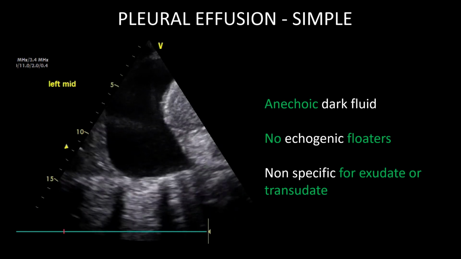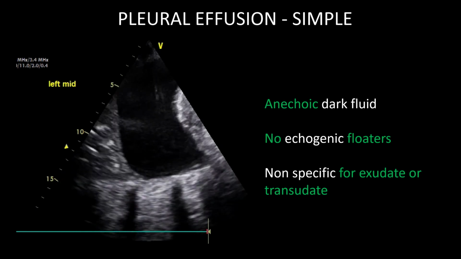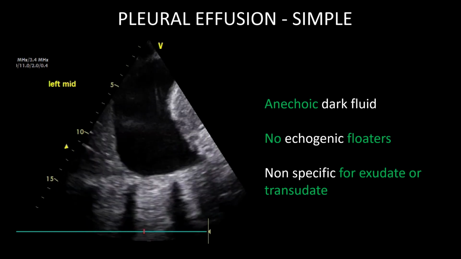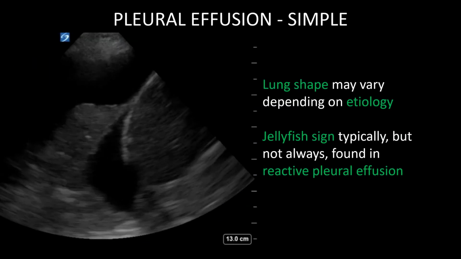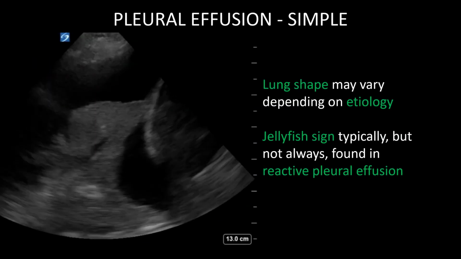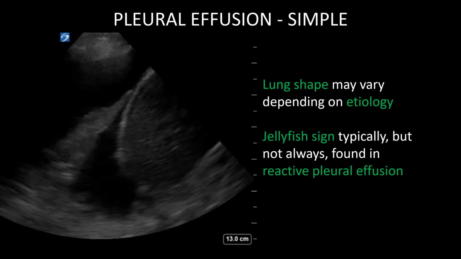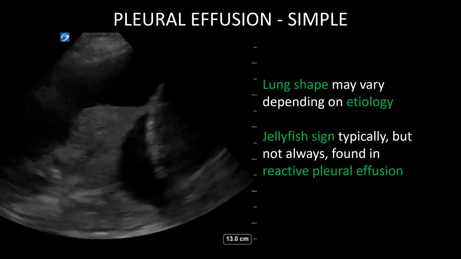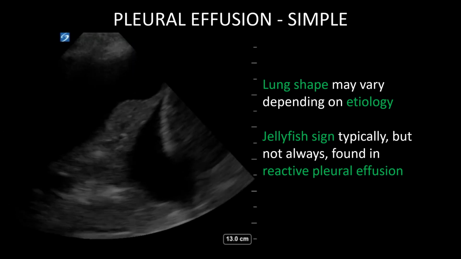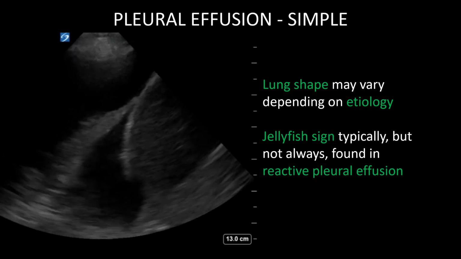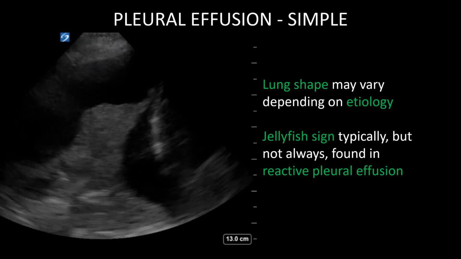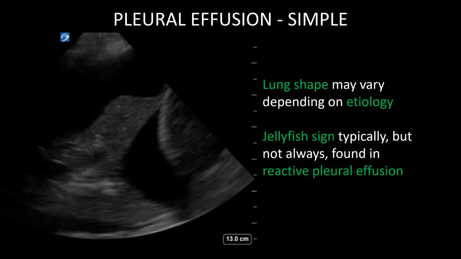These are non-specific for exudate or transudate, and will be discussed in more detail in another video. The floating lung shape may vary depending on whether the effusion is the primary pathology or reactive to an underlying pulmonary pathology. Frequently, one may see a collapsed lung with a floating thin segment oscillating in the effusion. This is called the jellyfish sign and is typically, but not always, found in reactive pleural effusions.